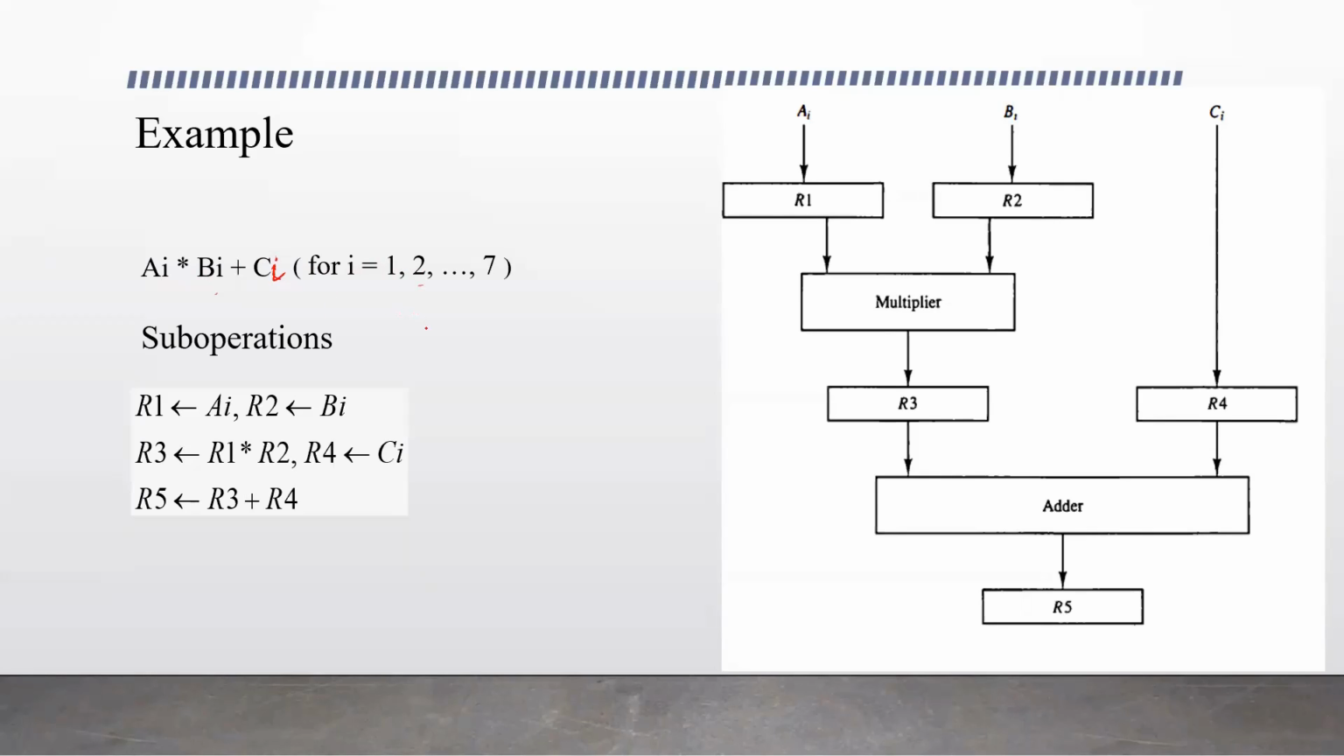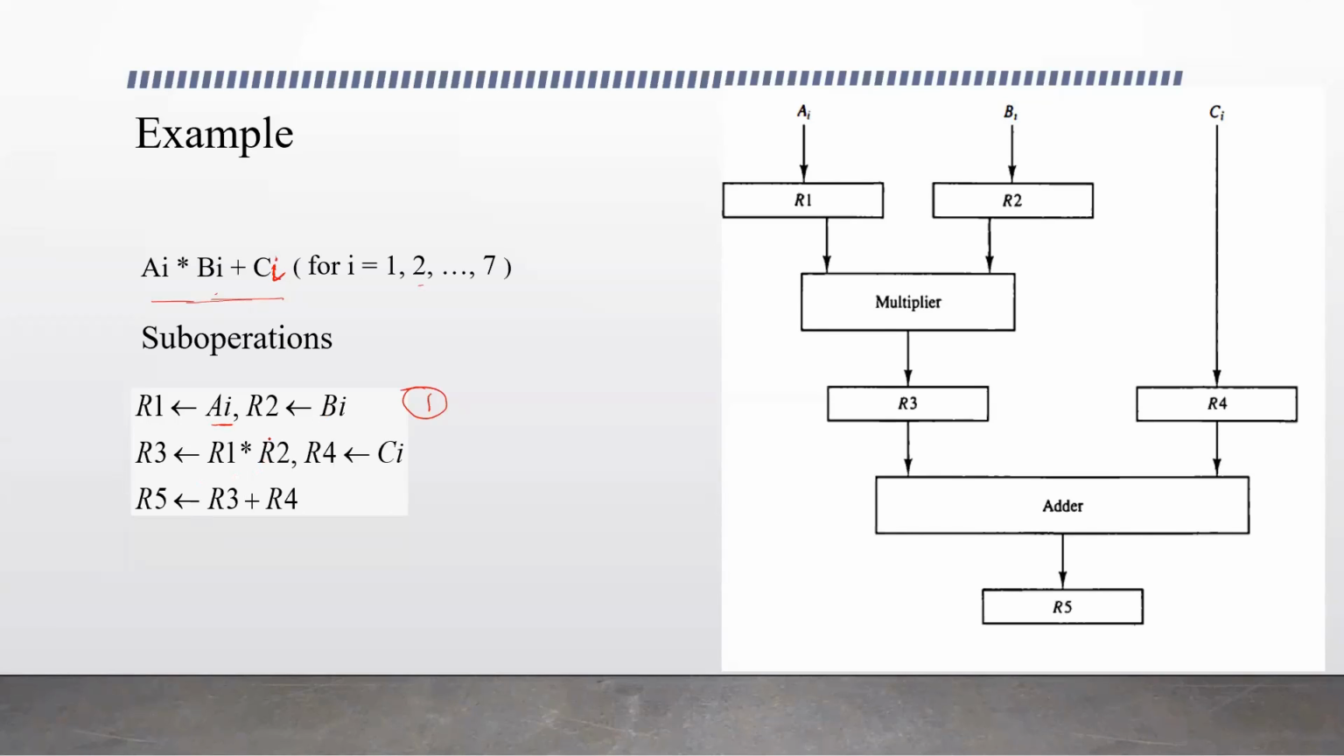Okay, so to do this in parallel, it is divided into sub operations. What are the sub operations to perform this computation? Ai needs to be loaded from the memory operand into one register. So here it is transferred to R1 and Bi is transferred to R2. This is sub operation 1.